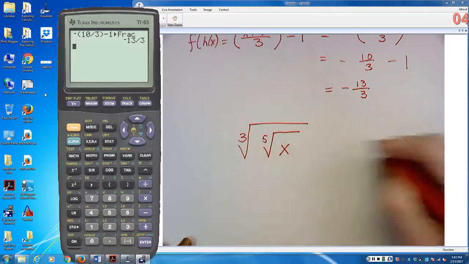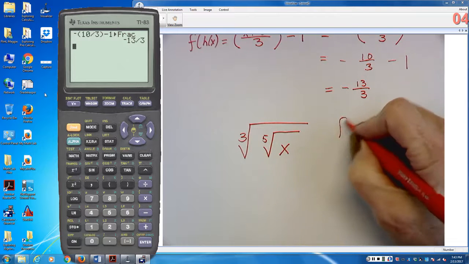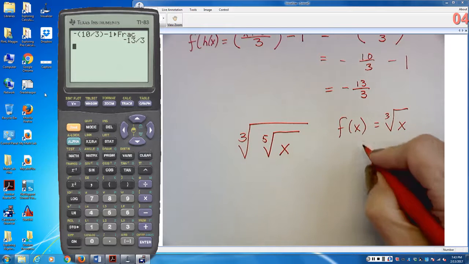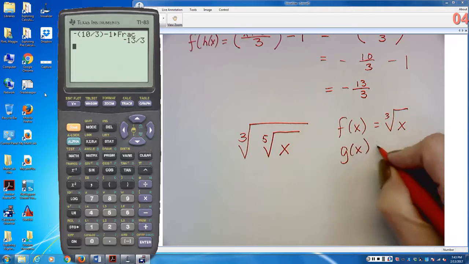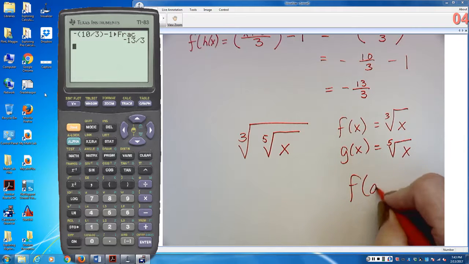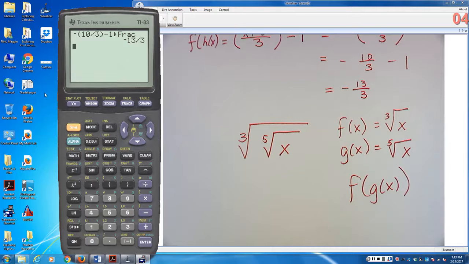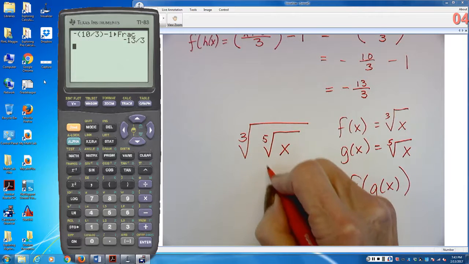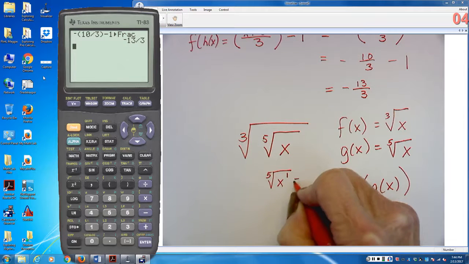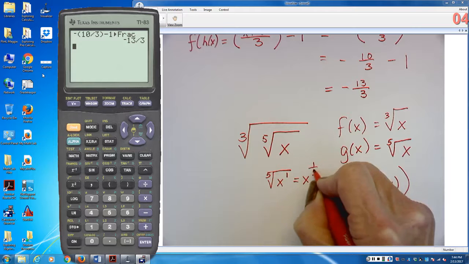And this is also a composition of functions. f of x is the cube root of x, and g of x is the fifth root of x, so this would be f of g of x. That's also a composed function. But you have to remember your power rules, and your power rule says that the fifth root of x is the same as x to the 1 over 5 power.